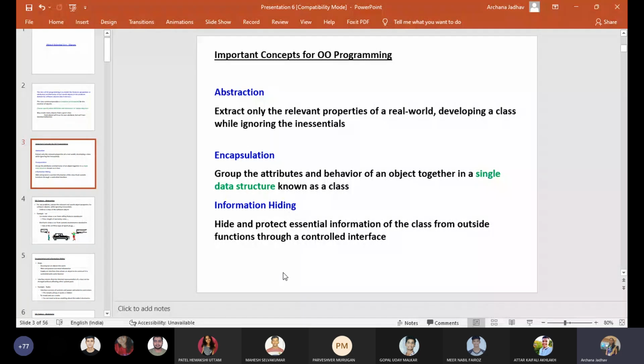Now, what is information hiding? Whenever you use any app on your mobile, you use so many apps. Do you know how the program is written for that particular app? Is the program visible to you? No, ma'am. Because it is not necessary for you to know what program is written for that application, or for any software. Somebody might have written the program for it, right?